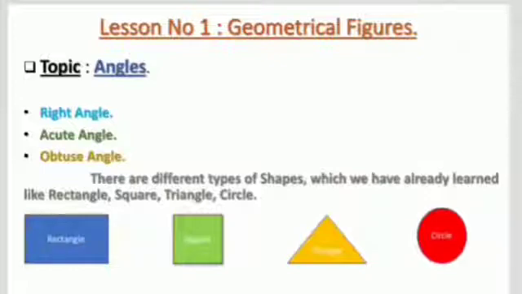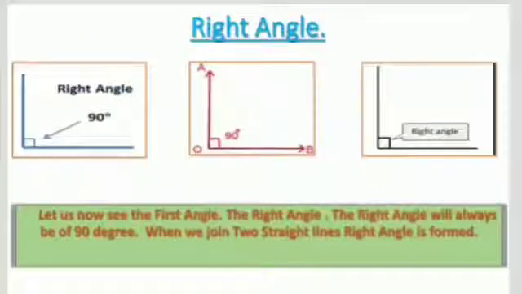Now let us begin with our topic, which is angles. You have already learned different shapes like rectangle, square, triangle, circle. Now let us learn about angles. There are 3 types of angles: right angle, acute angle, obtuse angle. Let us now see the first angle, which is the right angle. As shown in the picture, the right angle will always be 90 degree. When we join two straight lines, right angle is formed.